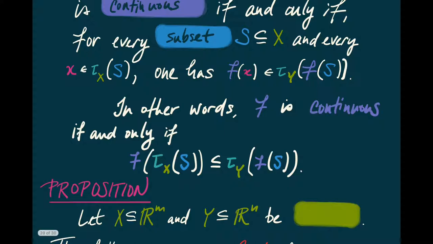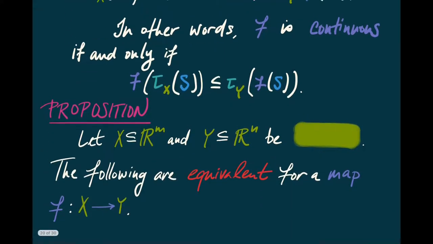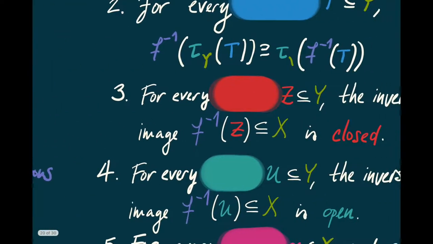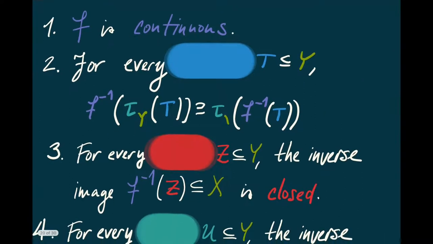Now, a good practice when you introduce a new definition like this is to find as many different ways of saying the same thing as you can find. So let's do that again. The situation will be exactly the same. We'll have X and Y subspaces of Euclidean spaces, and we're going to have ourselves a map F from X to Y. And we're going to give five equivalent characterizations of continuity. The first of these characterizations is simply that F is continuous by the definition that we've just given.